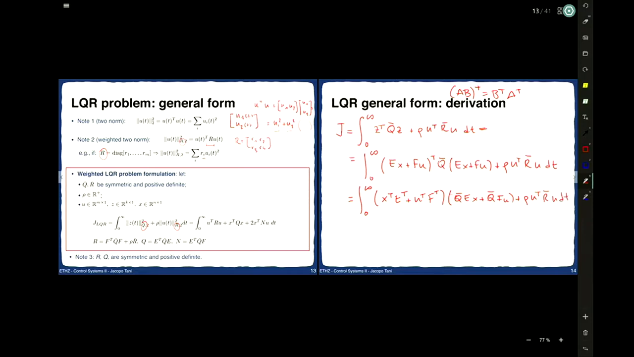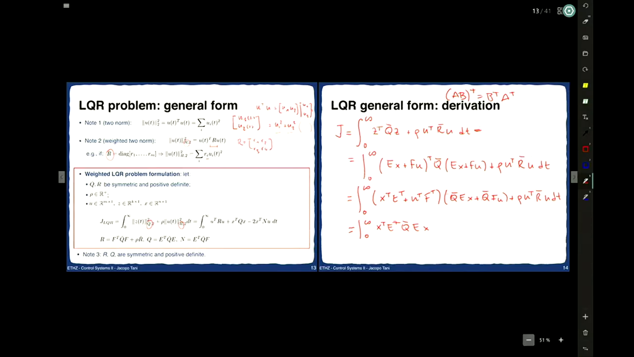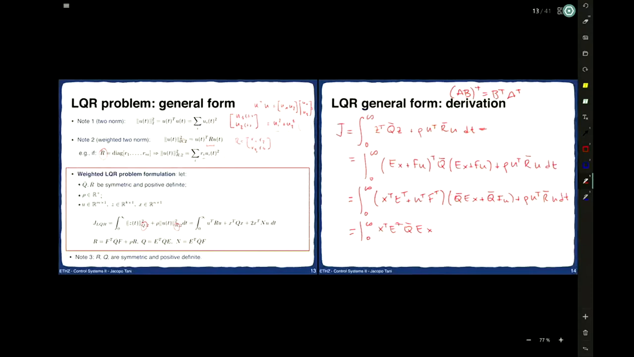So now we'll just do the multiplications and rearrange. Let's do some multiplication. X transpose E transpose times this. What is it? It's X transpose E transpose times Q bar times E times X plus X transpose E transpose Q bar F U plus U transpose F transpose Q bar E X plus U transpose F transpose Q bar F U plus rho U transpose R bar U dt, right? Did I miss any term? No. So now what are we going to do?